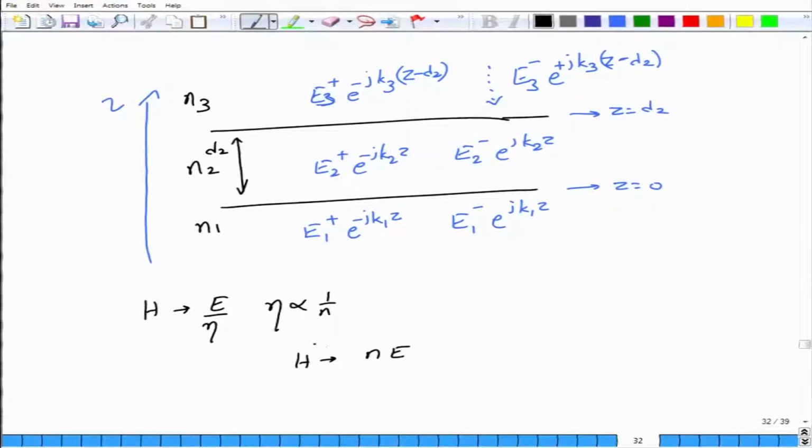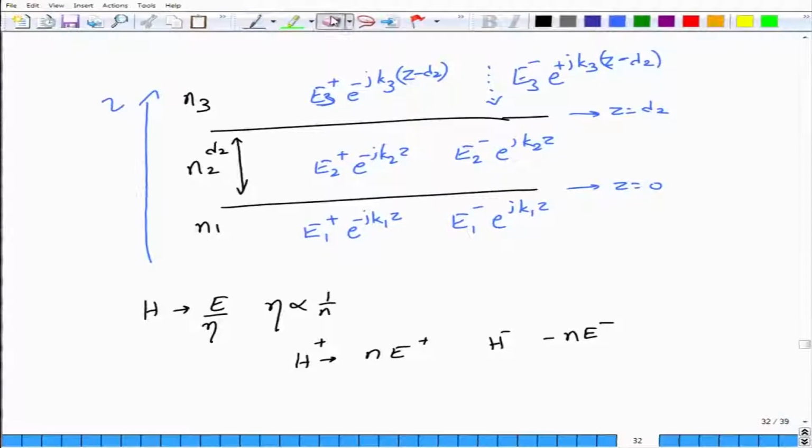Since eta is inversely proportional to refractive index, H will be n times E. Okay. And for forward waves it would be positive, and for the waves which are propagating along minus z, that is reflected fields, they will be minus n times E minus, right, because these are propagating along the minus z direction. Okay. So, the H fields have to go along minus, so that if the electric fields are along x, then x cross minus y should give you along minus z. So, this is the amplitude, but let's not put that one down right here. We will do that once we write the boundary condition for the first and second medium.